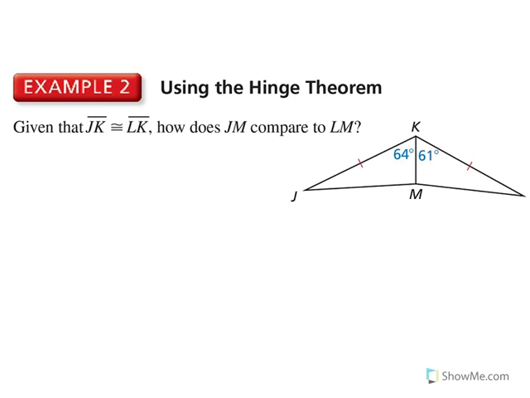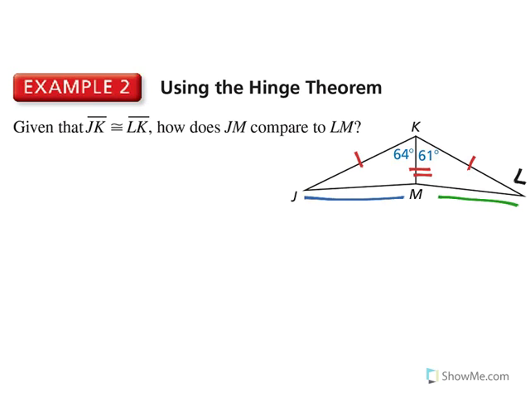The second example works the same way, except for now we have our angle measurements, and we're going to talk about how a side compares to another side. So in this one we have our set of congruent sides. Once again, our triangles share a side, so that means that side has to be congruent. And we have two different sides that we're wanting to compare. We want to compare JM here, and we want to compare LM. It's kind of cut off, but L is the one that's over here.